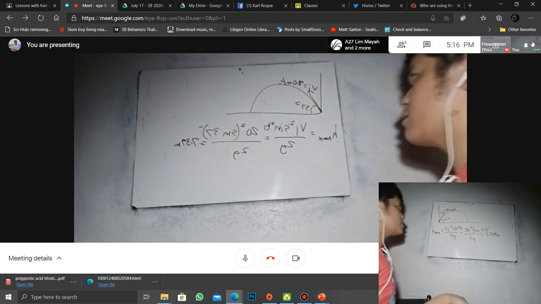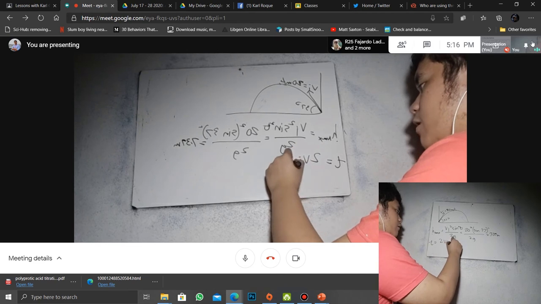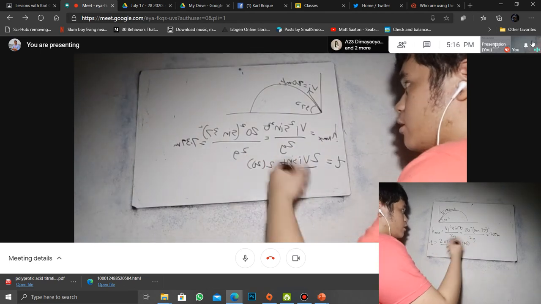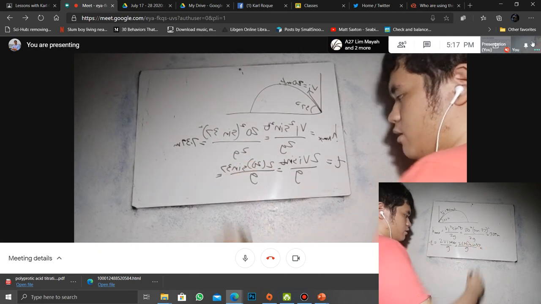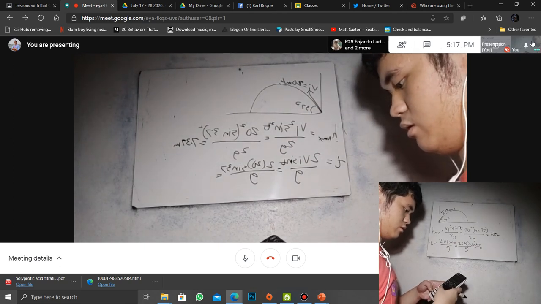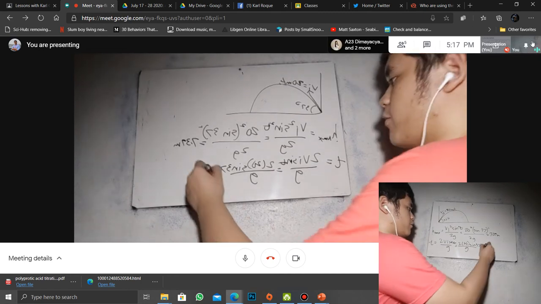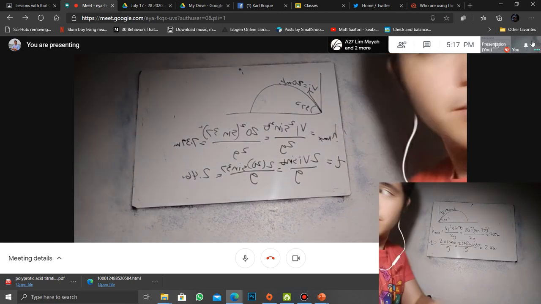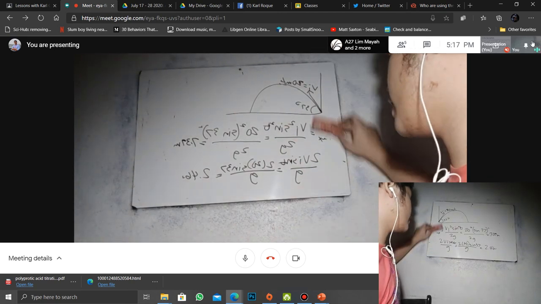Next, time of flight. See? Equals 2 Vi sine theta over g. 2 times 20 times sine theta over g. Seconds. And lastly, range.